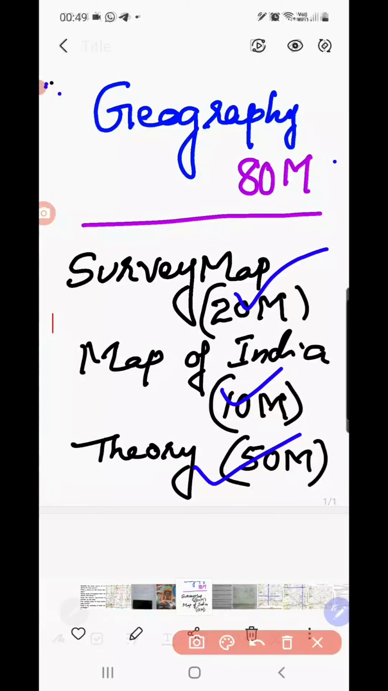Then the theory part, you will be getting a 50-mark question from all the chapters. You see children, none of the chapters is being eliminated, but some of the topics from each chapter are being omitted. For that also you need to go through the reduced syllabus. Now without wasting time, let us start with survey map.